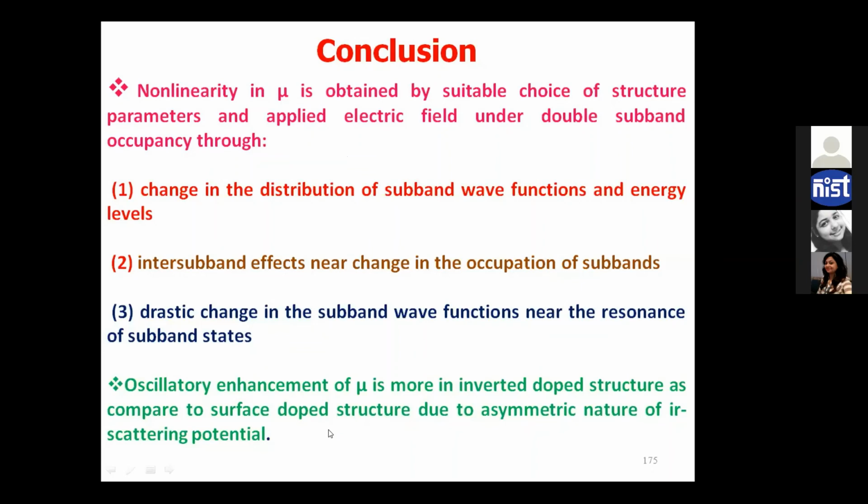That means we can make the structure asymmetric either by applying electric field, or we can change the well width, or we can change the doping concentration on both sides, or we can make the structure itself asymmetric, one square, one parabolic. So this is all about it.